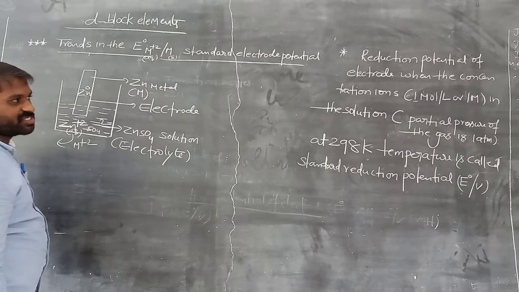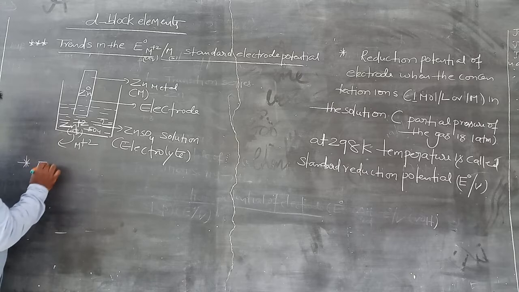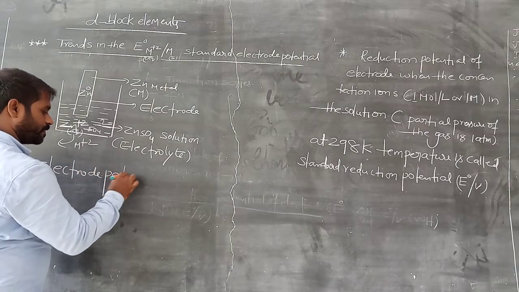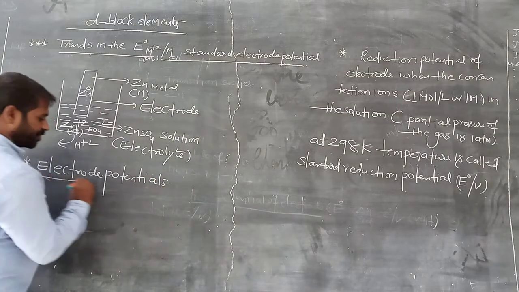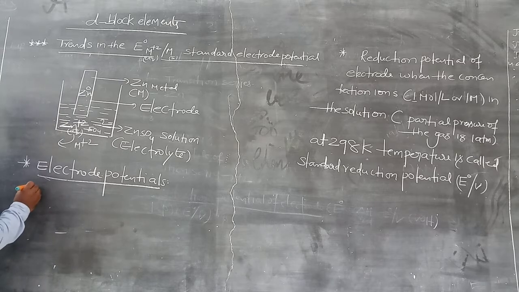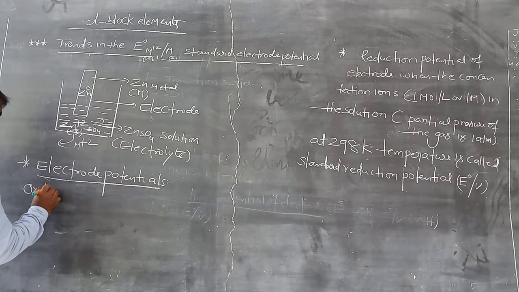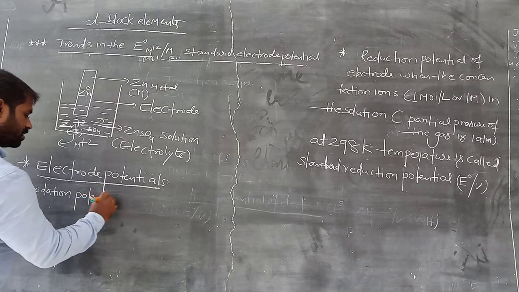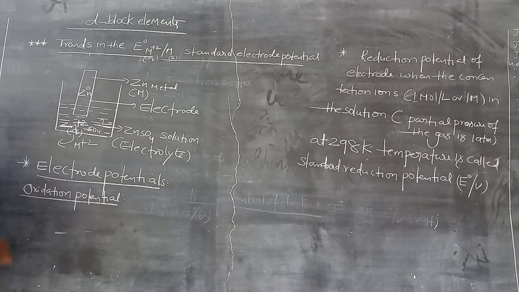Standard electrode potential. So listen, we have two types of electrode potential here. One is oxidation potential. Oxidation potential means what is oxidation?